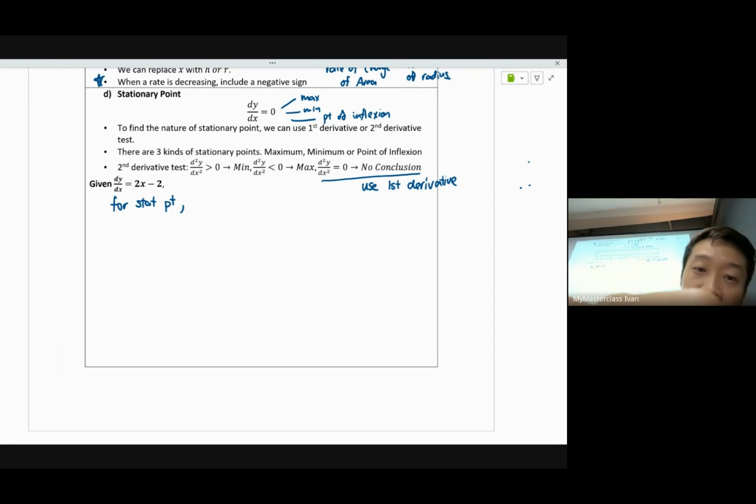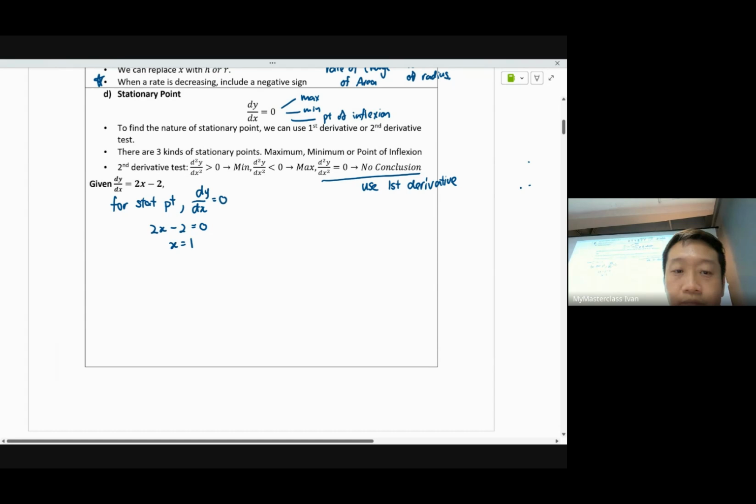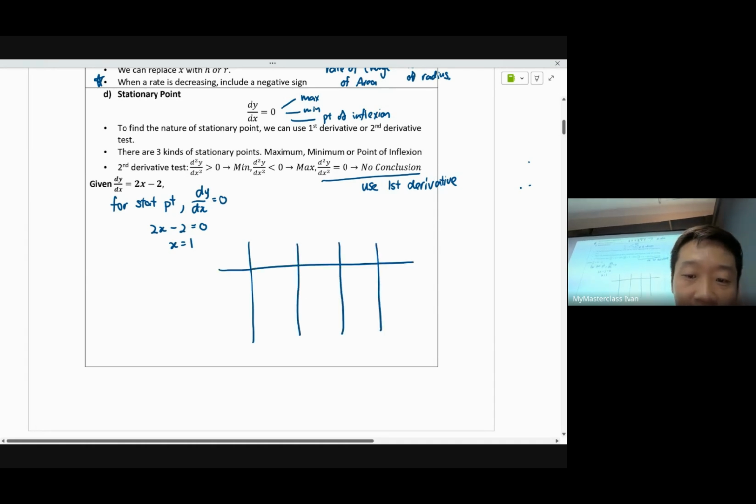Okay, for stationary point, dy/dx equals 0, which means 2x minus 2 equals 0, x equals 1. Now how do I use the first derivative test? For the first derivative test, always draw a table.